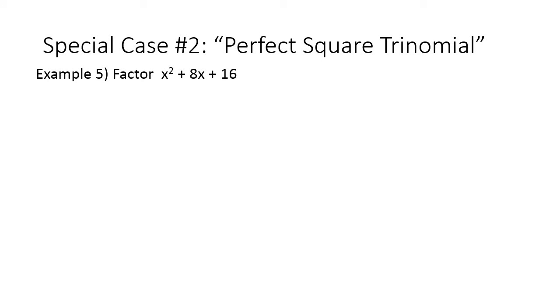So let's look at special case number 2. This one isn't as crucial to memorize because if you just factor a trinomial as you normally would, you would still kind of figure this one out. So example 5, we have factor x squared plus 8x plus 16.